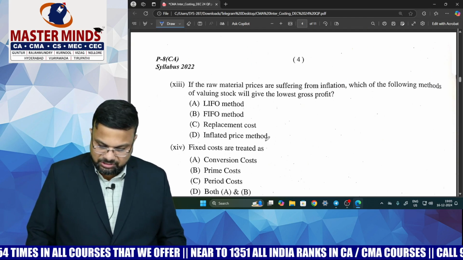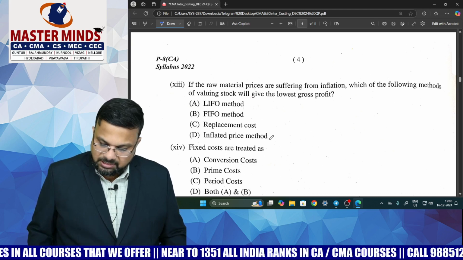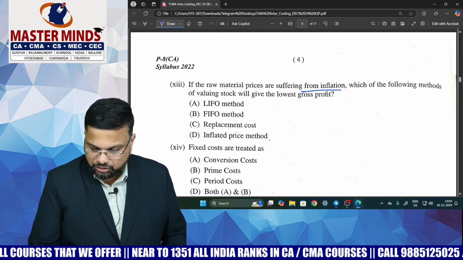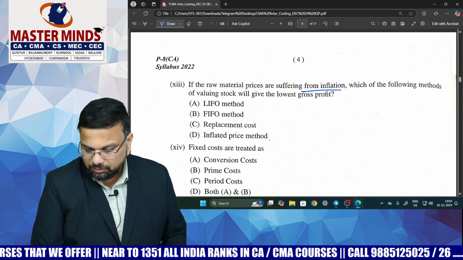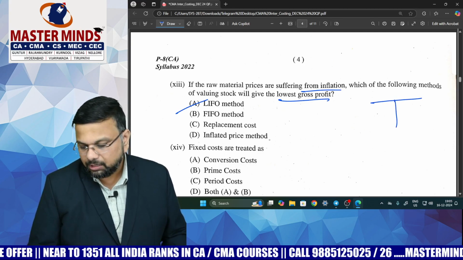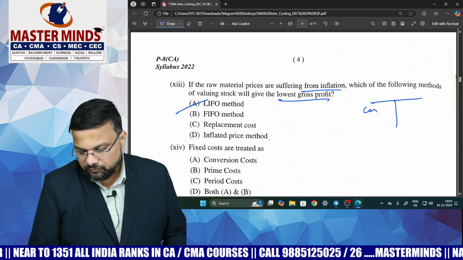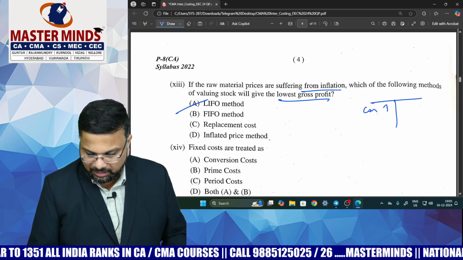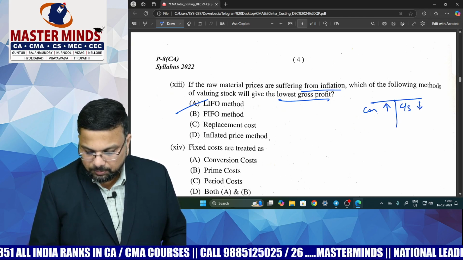Okay, next, 13th one. If raw material prices are suffering from inflation, which of the following methods of valuing stock will give the lowest gross profit? Answer is LIFO method. Okay, because under LIFO method, what will happen? Raw material consumed will be high, and closing stock will be low.